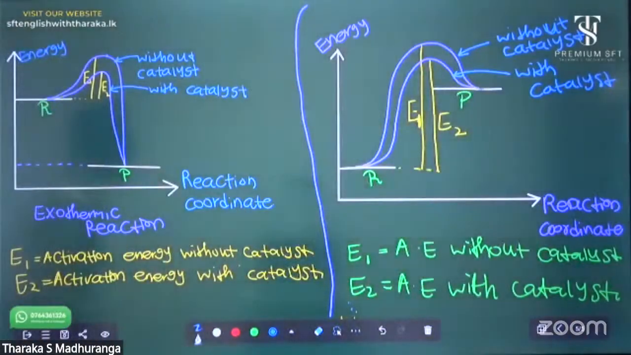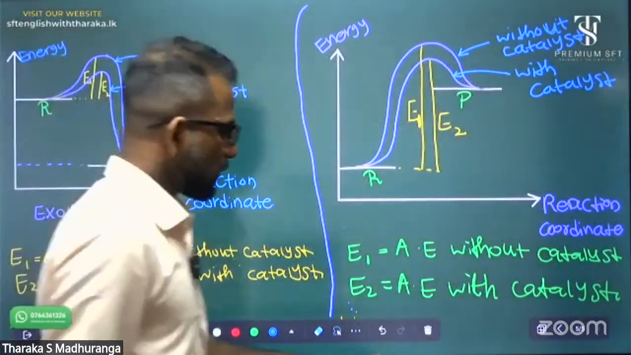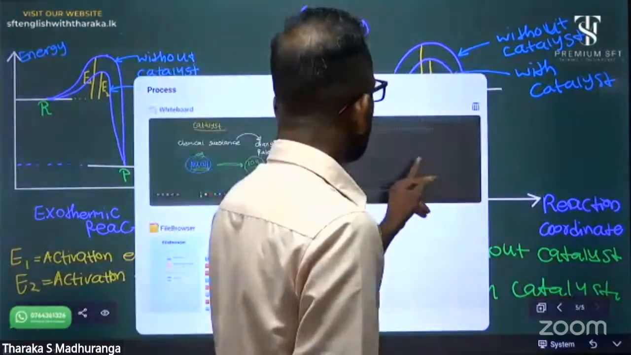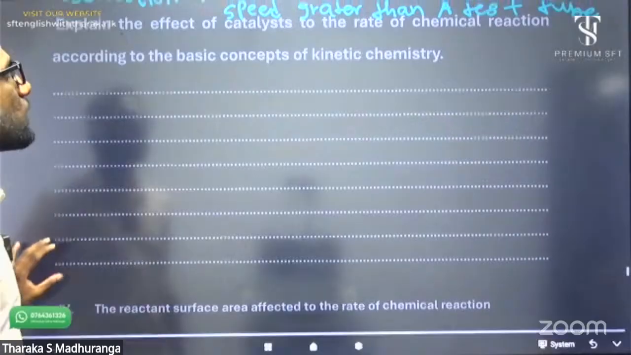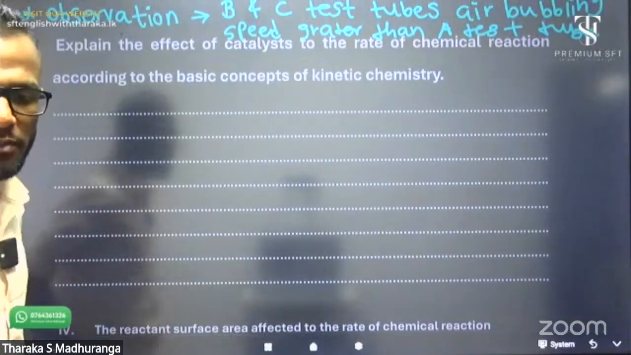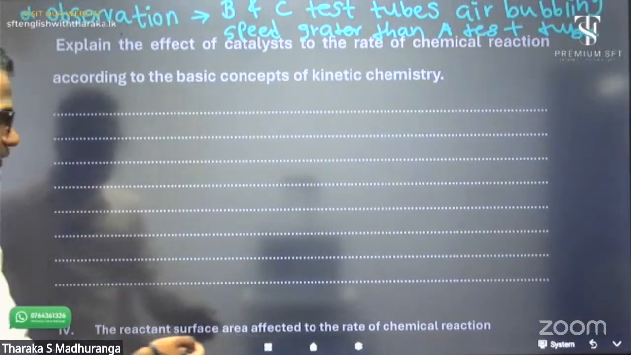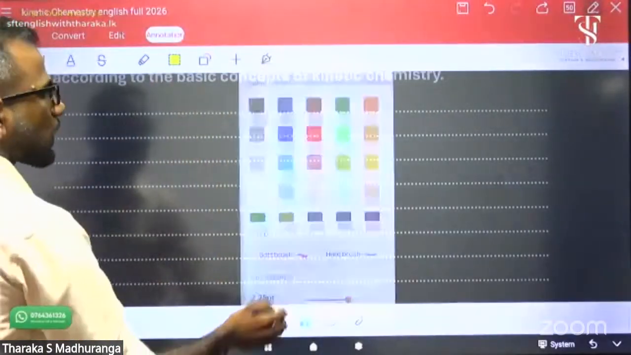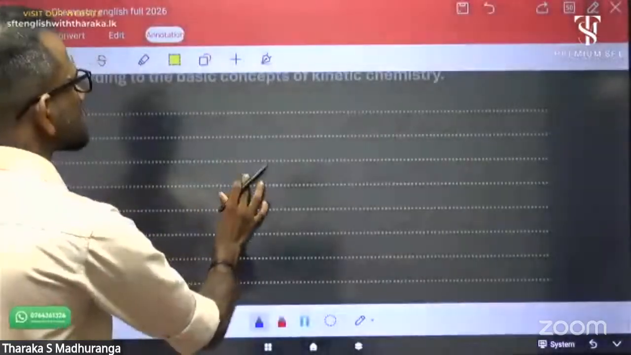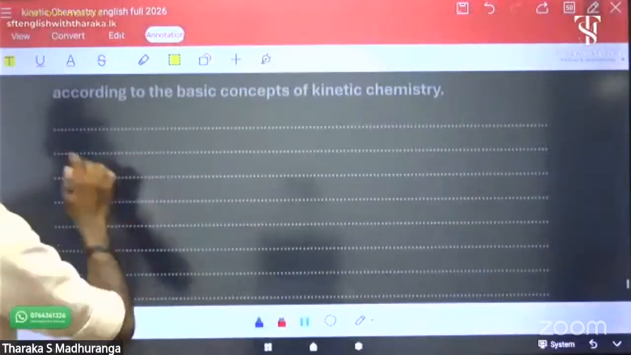Okay, now let's move into this part. Explain the effect of catalyst on the rate of chemical reaction according to the basic concept. The effect of catalyst. Write down.